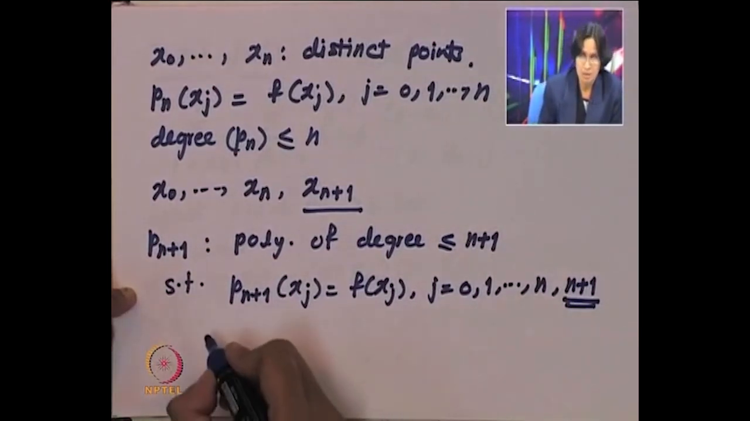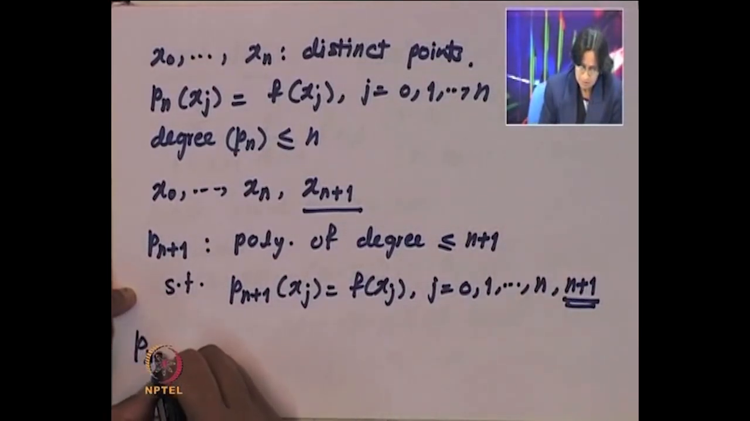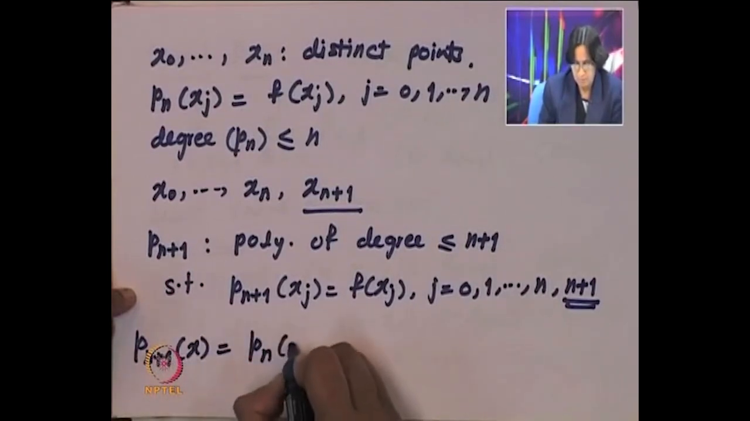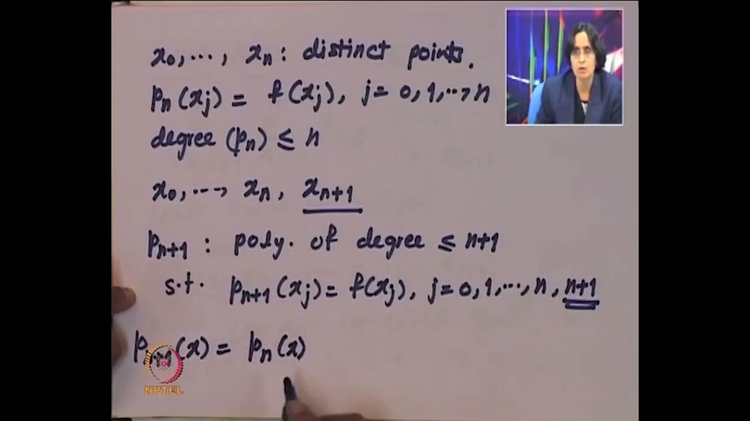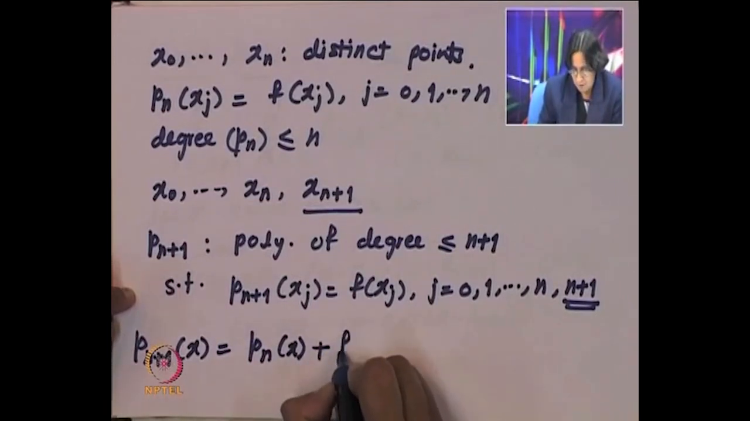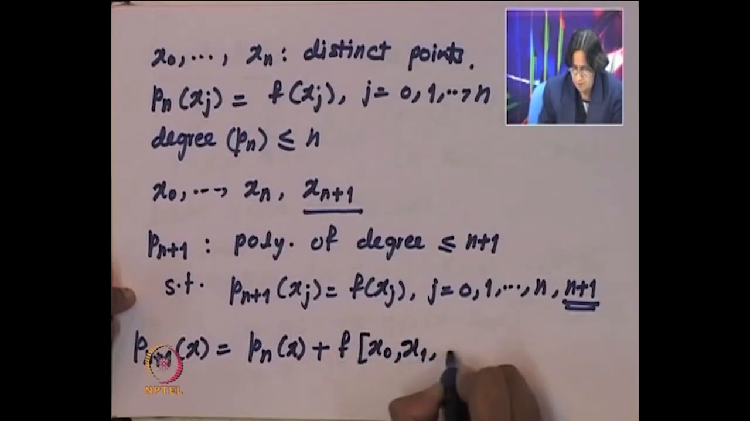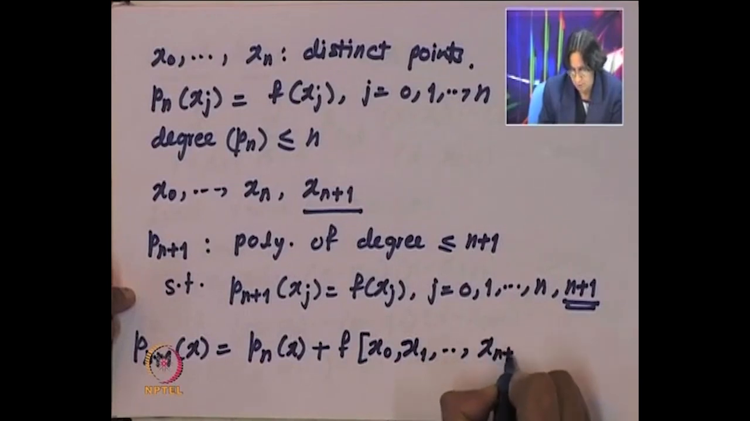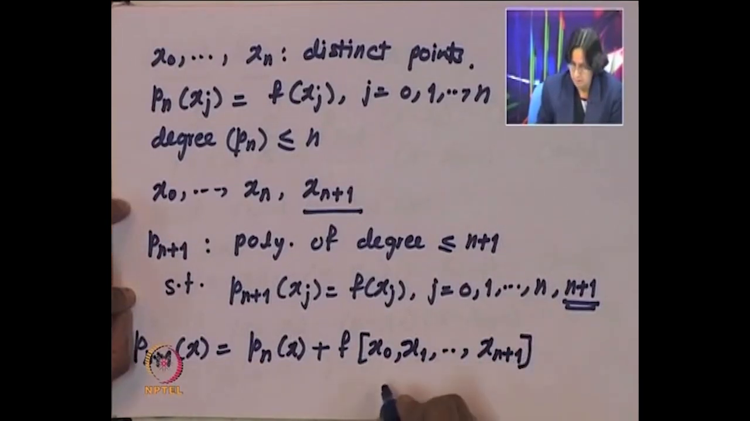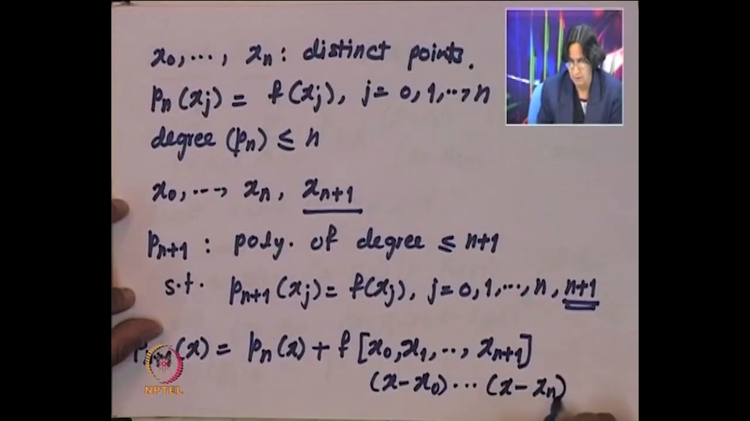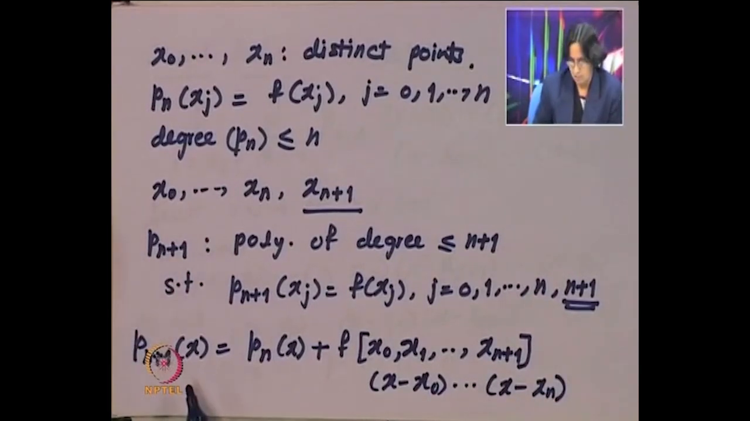So, we have seen that p n plus 1 of x is equal to p n of x, the earlier polynomial, plus the divided difference based on x 0, x 1, x n plus 1 multiplied by x minus x 0 into x minus x n. So, that is the formula for p n plus 1.